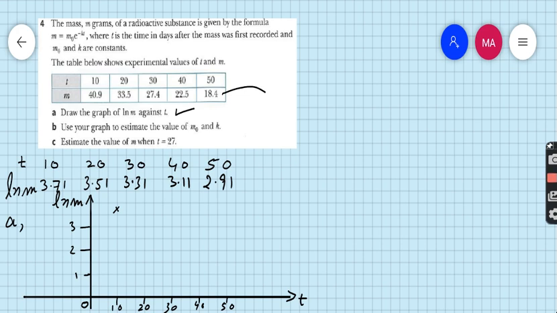When x is 20, then y is 3.51, so this is 3, this is 3.5 and just above 3.5. When x is 30, then y is 3.31, just below 3.5. When x is 40, y is 3.11, so almost at 3. When x is 50, y is 2.91, so this is 2, this is 2.5, obviously this is 2.91. Plot all the points with the help of a scale to get the straight line.